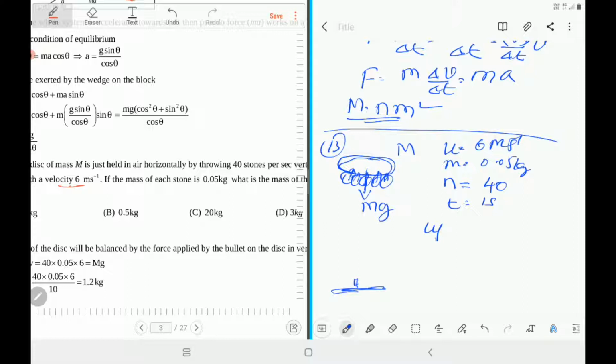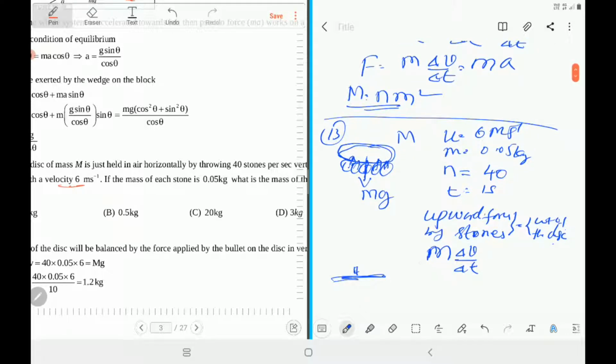The upward force exerted by stones is equal to the weight of the disk. Then only the disk will be in the air. That's very simple logic. How do you find the upward force? It is found as mass times rate of change of velocity. Rate of change of velocity is change in velocity by time, which means acceleration. We have to find acceleration. Time is 1 second here, students.